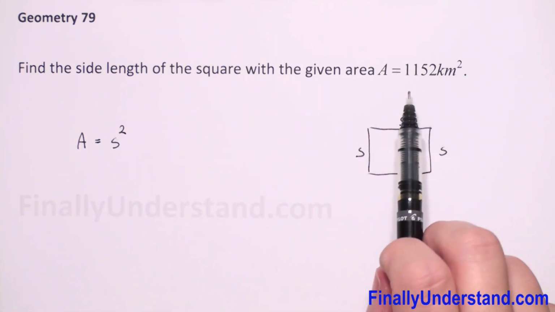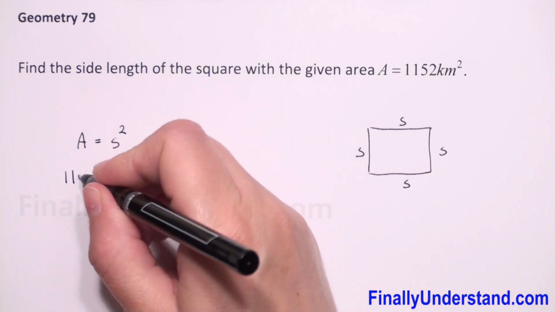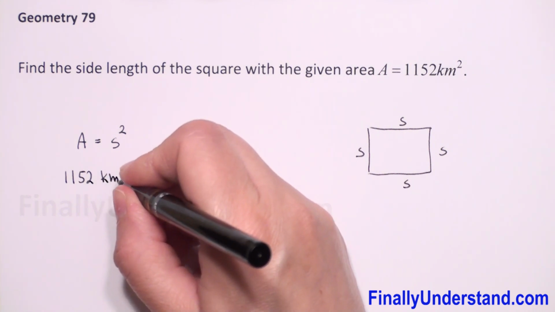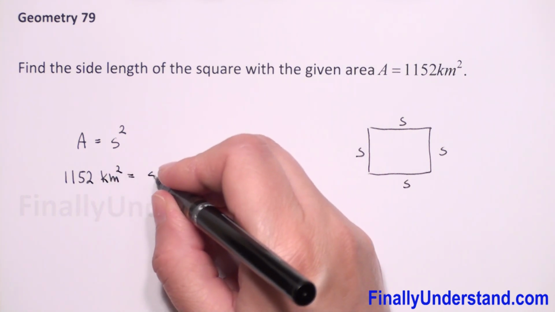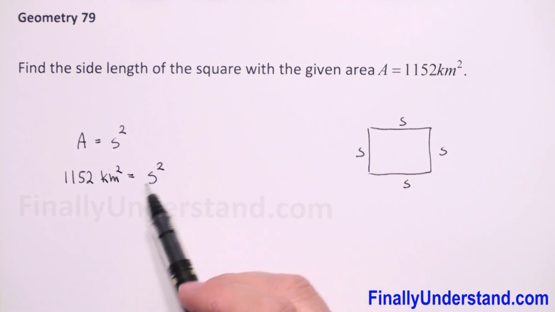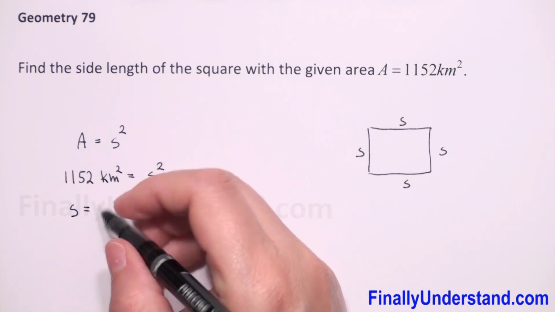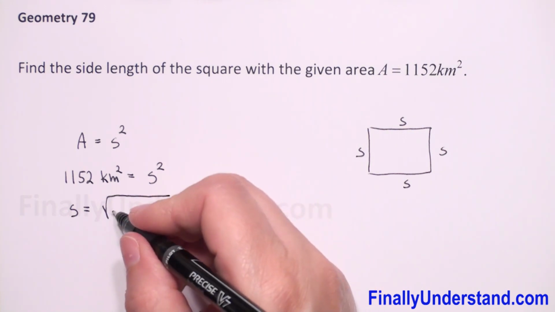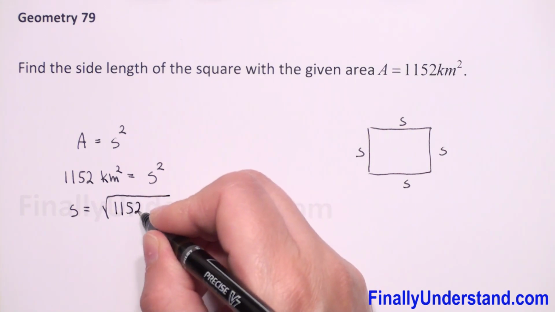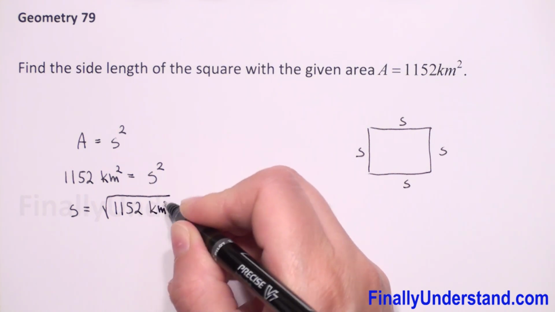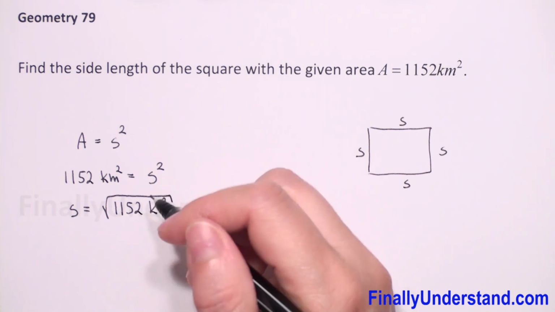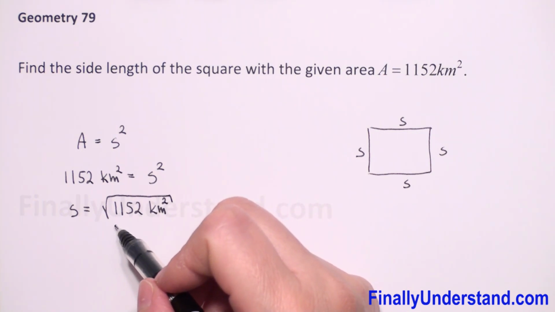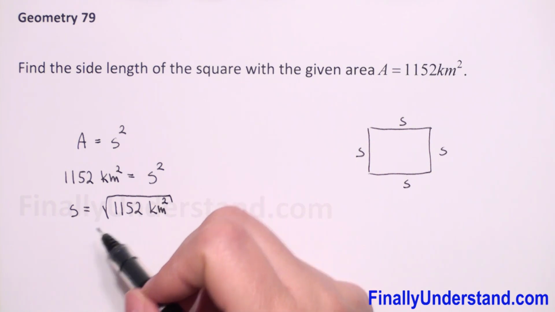We have given that the area is 1152 square kilometers. This is our S squared. So now S is the square root of 1152 kilometers to the second power. We only choose the positive value because a side cannot be negative.